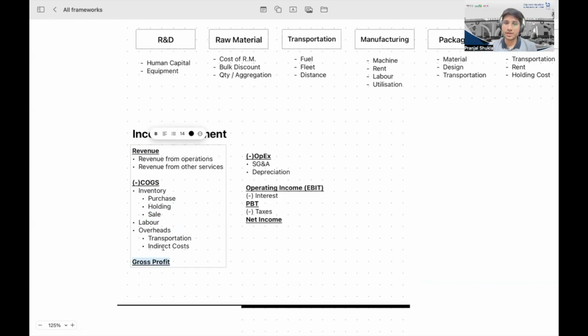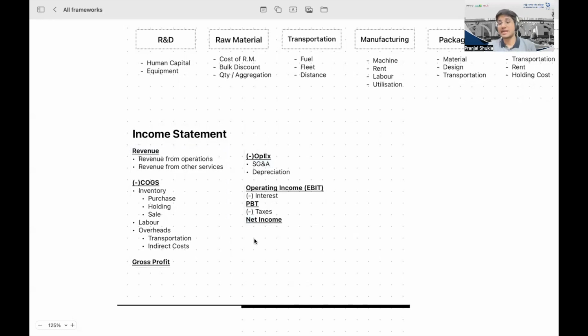a gross profit. So now you will have to understand whether we are talking about a reduction in gross profit or whether we are talking about a reduction in net income. From gross profit to net income, we have certain measures like operating expenditure, which talks about the selling, general, and admin expenses. We have depreciation. Removing these two from our gross profit gives us an EBIT. EBIT is also known as operating income. Reducing interest from EBIT gives us profit before tax, and reducing taxes gives us net income.